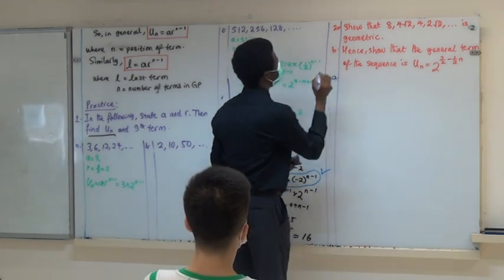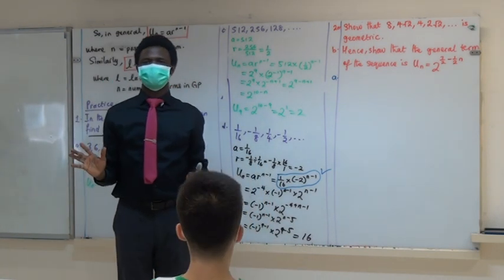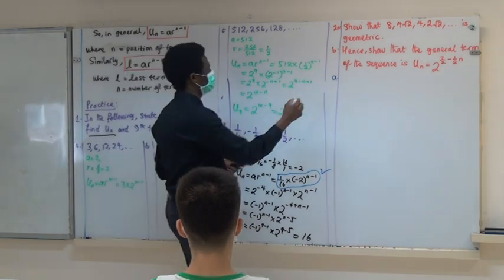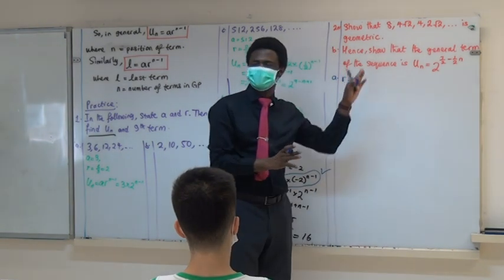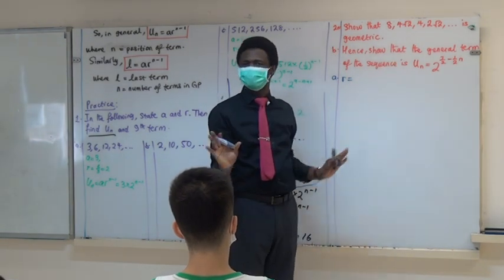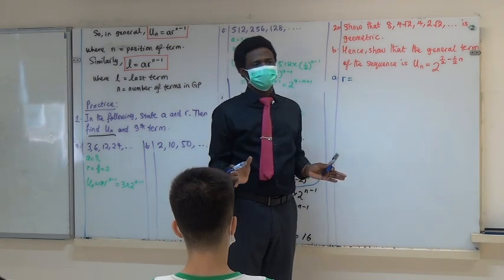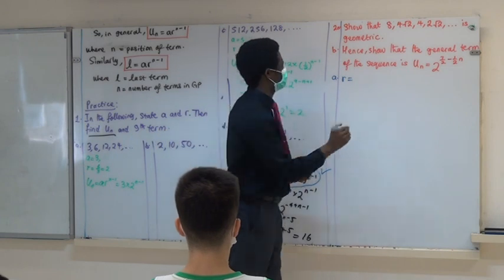A. Show that this is geometric. Just find the common ratio and show that the common ratio is actually the same. For specific cases, you just work it out. We've talked about that. But when you have a general case, by computing u(n+1) divided by u(n), you don't do the general case.